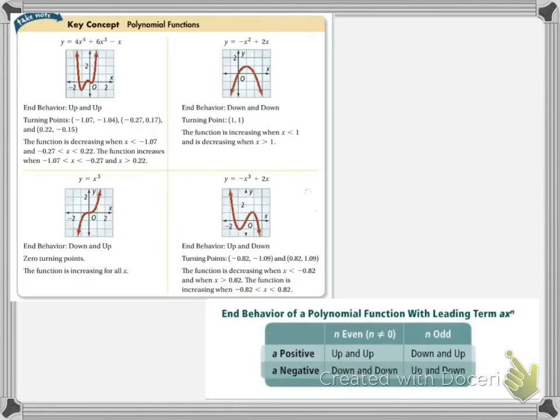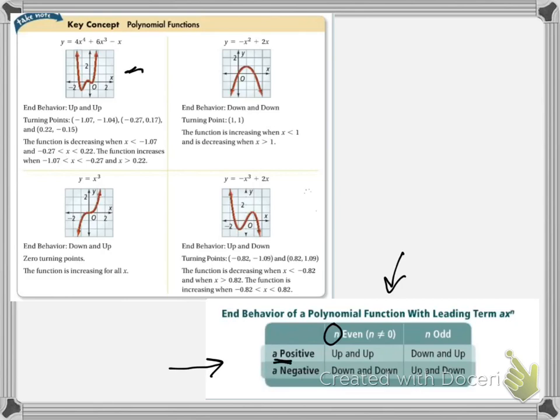There are certain characteristics of polynomials here that we're going to focus on, and it's the end behavior of these graphs, and like what is happening as these graphs go up, are they going down, what are they doing? So the simple thing is this table right here where it talks about if n is even and a is positive, it goes up and up.